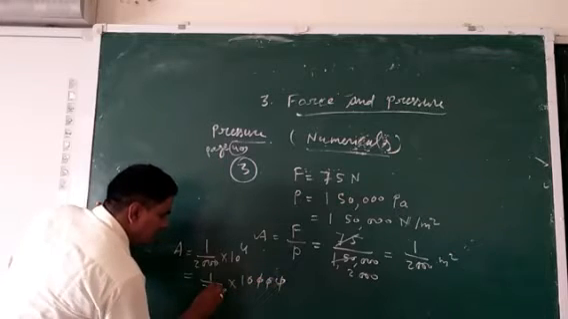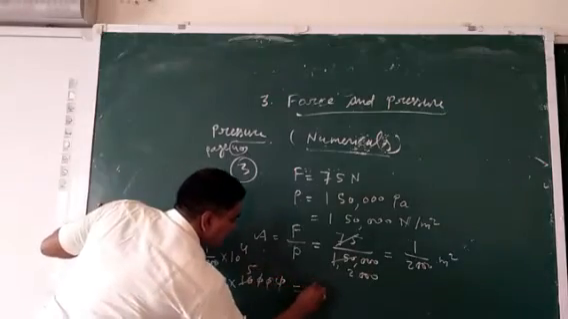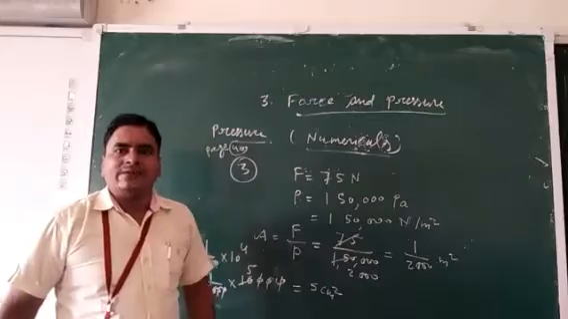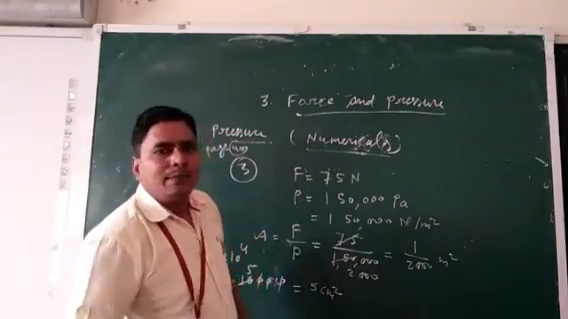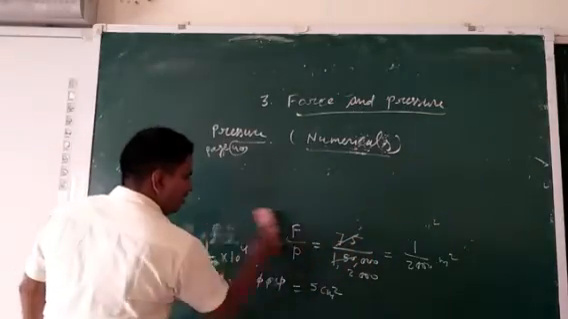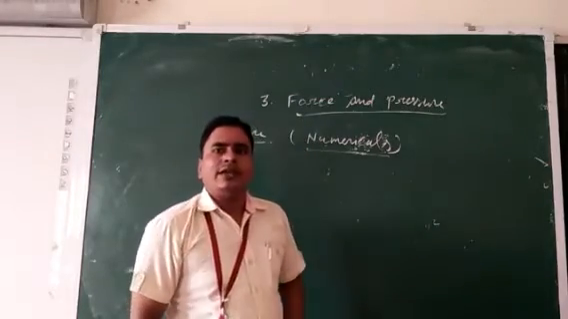Here 2000 cancels out with 10,000, and 5 times 2 is 10. So area is 5 centimeter square. Clear? Okay. One more example we will discuss here based on the same topic, pressure.